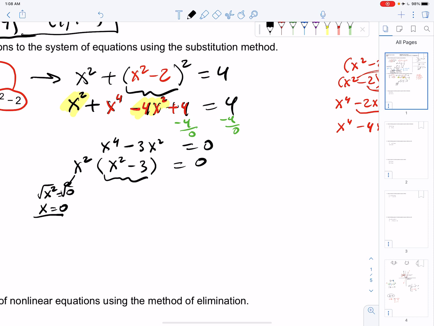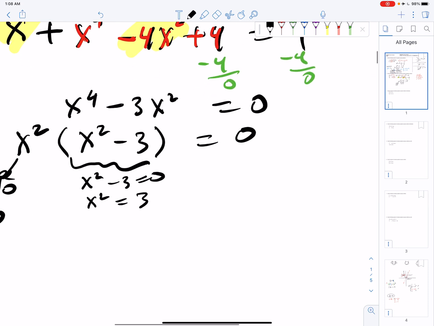And the other x value, it's going to be x squared minus 3 equals 0. So that's going to be x squared, add 3 to both sides. So x squared equals 3. And then I'm just going to, let me zoom in. I'm going to square root both sides.